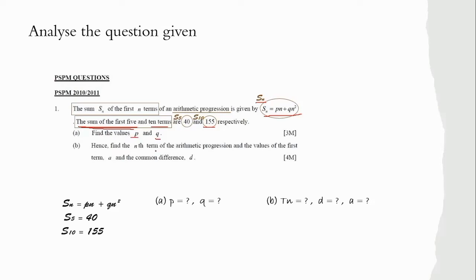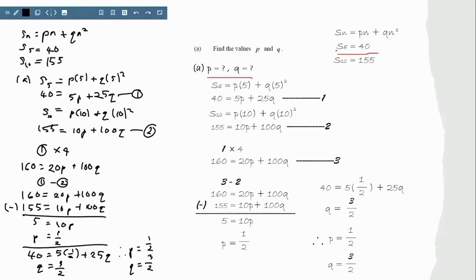Hence, find the first n terms of the arithmetic progression, Tn, and the value of the first term T1 and the common difference D. We substitute S5 and S10 into Sn. All I have to do is substitute the n values into the equation given. So we get S5 equals P multiplied by 5 plus Q multiplied by 5 squared. Make sure you put the bracket so that you won't make any mistake when substituting the value. And we get 40 equals 5P plus 25Q.